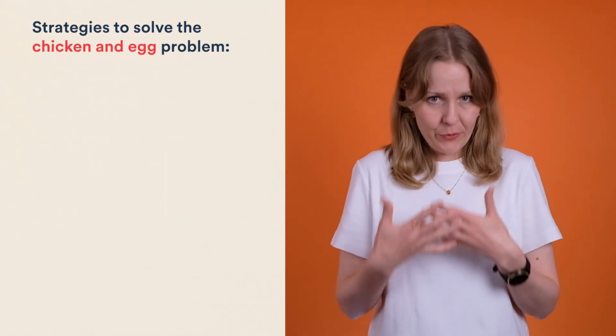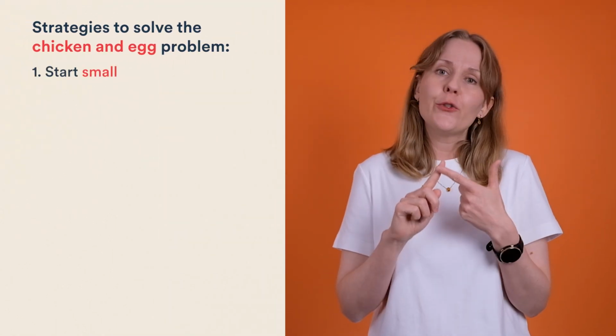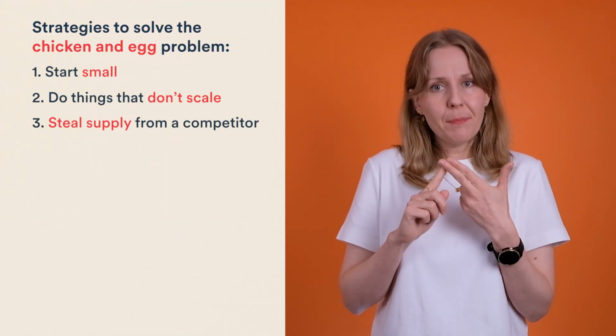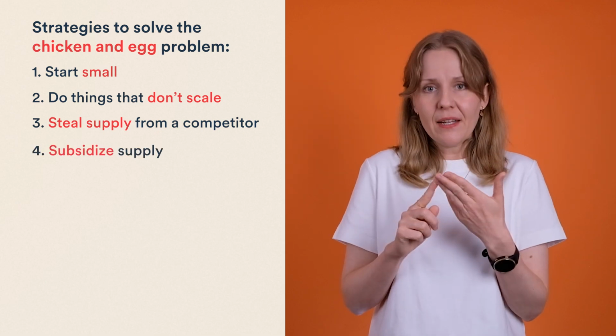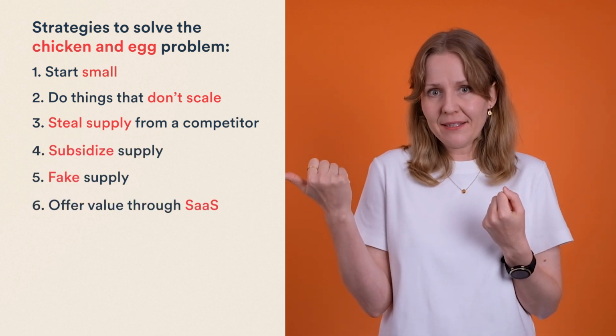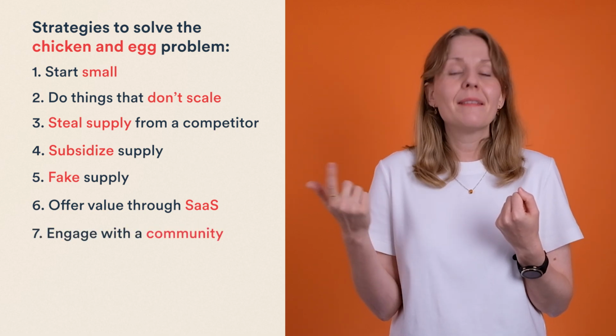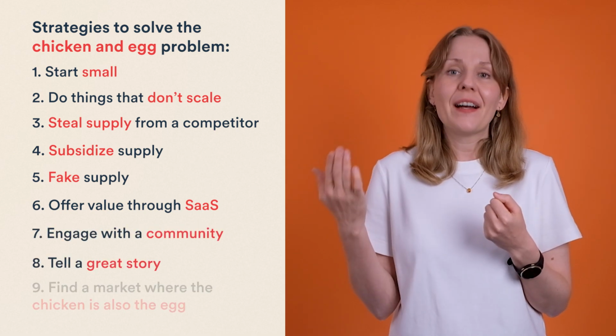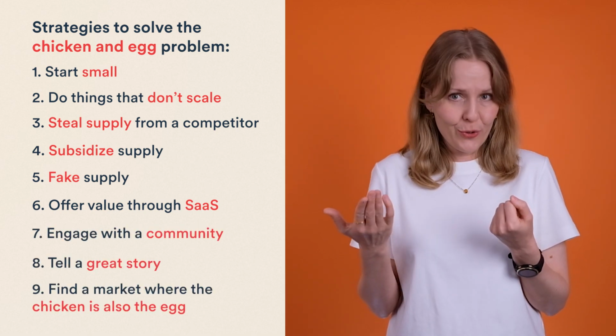Whenever we talk to a marketplace founder here at ShareTribe, we ask them how they went about solving the chicken and egg problem. We found that most stories fall into one of 9 strategies. Start small, do things that don't scale, steal supply from a competitor, subsidize supply, fake supply, offer value through SaaS, engage with a community, tell a great story, and find a market where the chicken is also the egg.